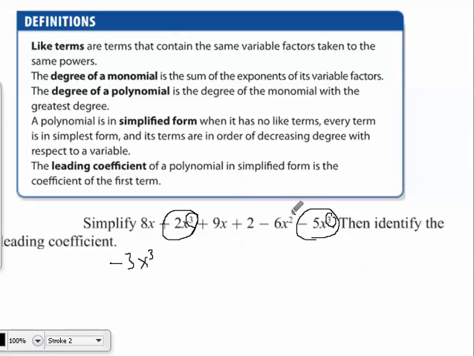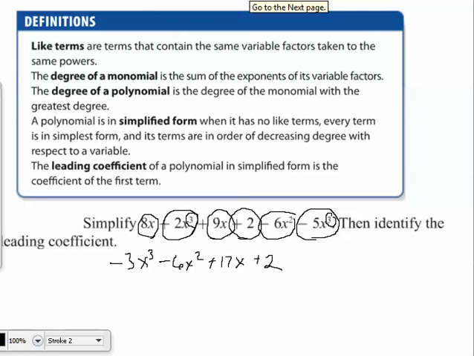And then I'm looking here at my x squared term, and that's going to be minus 6x squared. Then I go to my x terms, and I've got a 9x and an 8x, that's 17x. And then I've got a constant term, and I got a 2. I'm looking for the like ones, the ones that are the same. It's called combining like terms. And when I combine them together, that's how we get to simplified form. This would be the simplified form in standard form of this polynomial.